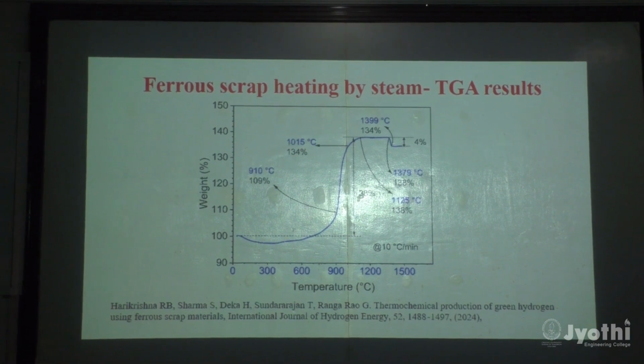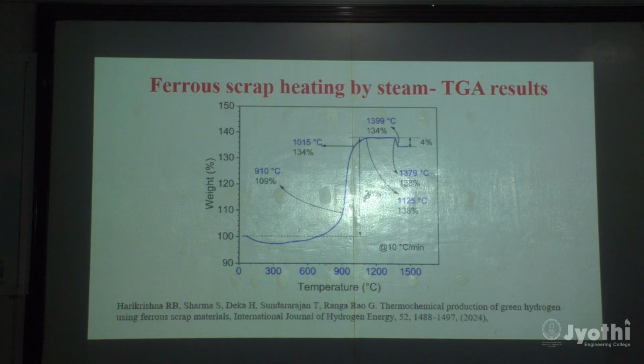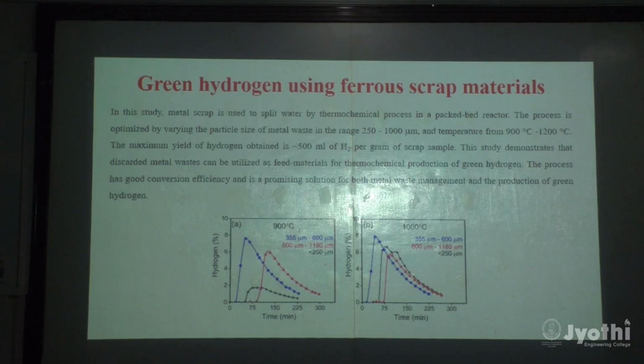So then we studied this process in detail by varying the particle size, by varying the temperature, etc. So we are getting somewhere in the range of about half a liter per gram of scrap. Alright, half a liter of hydrogen per 1 gram of scrap. And of course this volume that we talk about is all at NTP, normal temperature and pressure. So a good amount of hydrogen we are able to get from this scrap material. So it's almost like waste to wealth. Scrap is thrown out, you might use it with the steam to produce hydrogen.